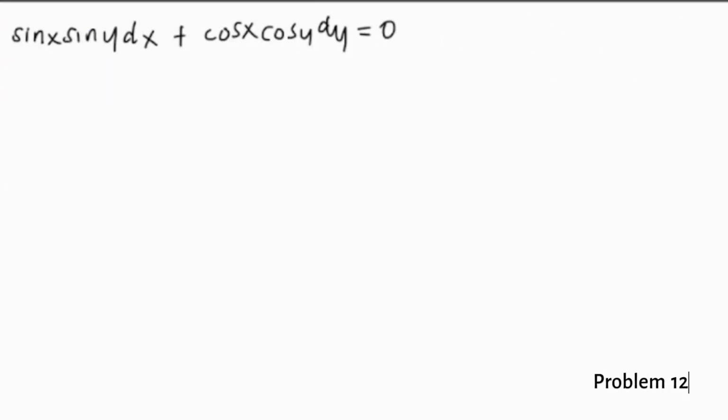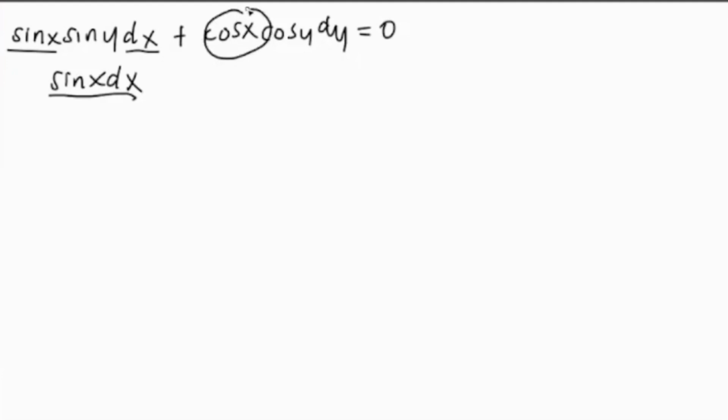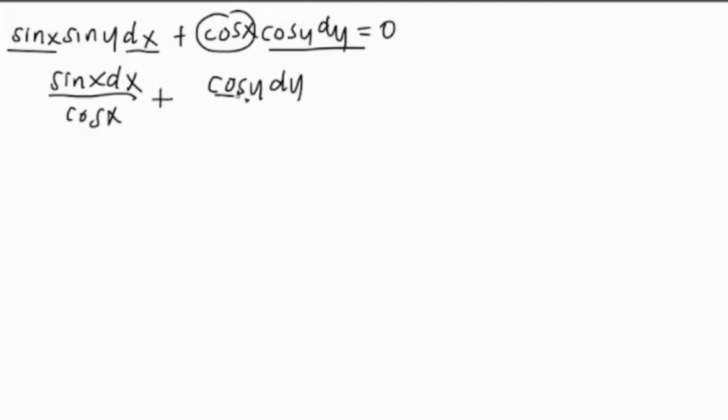So ang problem natin is sin x sin y dx plus cosine x cosine y dy. So first natin gawin is separate natin yung variables. Copy natin yung magkakaparehas which is sin x dx, all over yung may x dito which is cosine x, plus cosine y dy all over yung may y dito which is sin y is equal to 0.